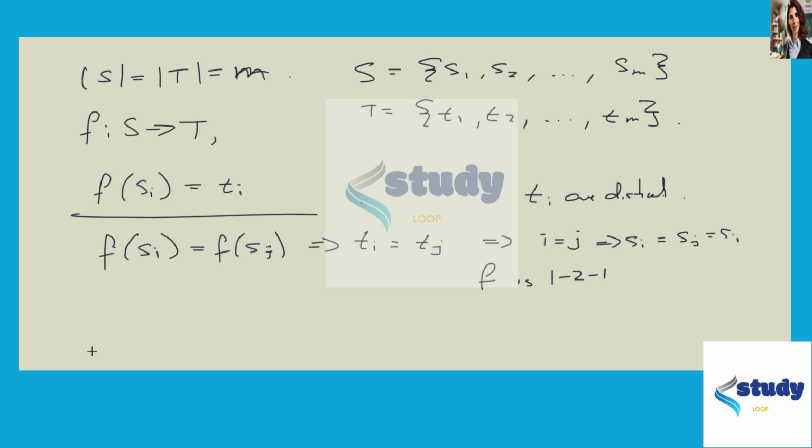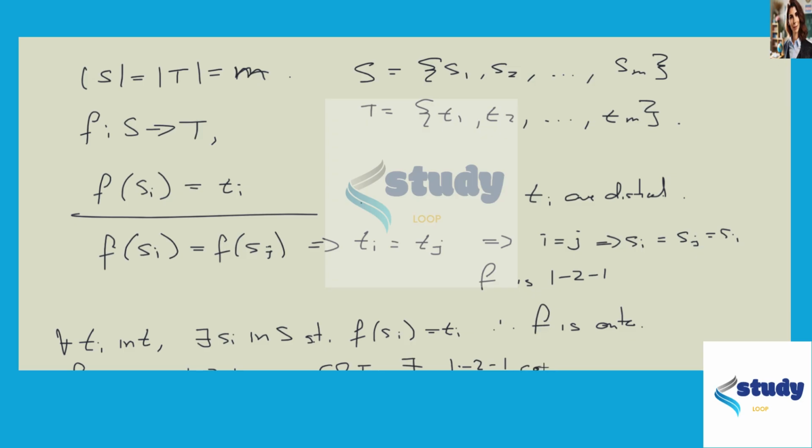Then we want to prove that it's onto. For every t_i in T, there exists s_i in S such that f(s_i) is equal to t_i by definition. So therefore, f is onto. Since f is both onto and one-to-one, f is a one-to-one correspondence between S and T. So therefore, there exists a one-to-one correspondence between S and T.